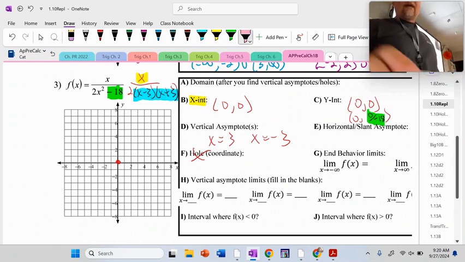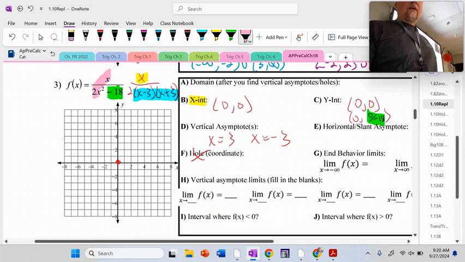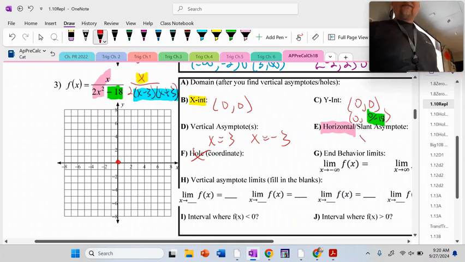And then what's our horizontal asymptote? That's where we look for horizontal asymptote. What do we got? Y equals what? Oh, we got so many different answers out there, and it makes me want to hit my head up against a wall.